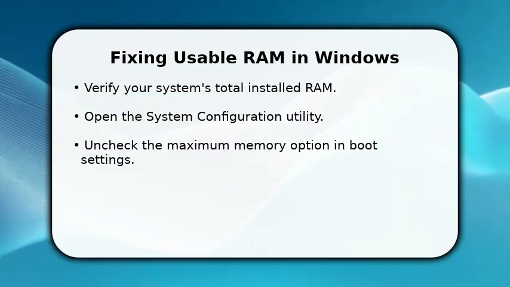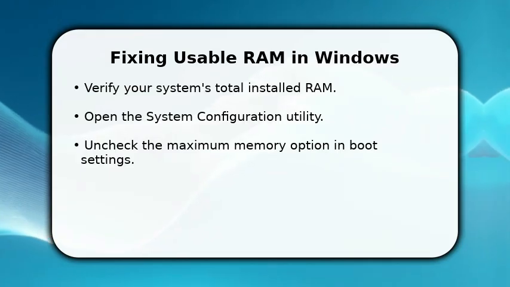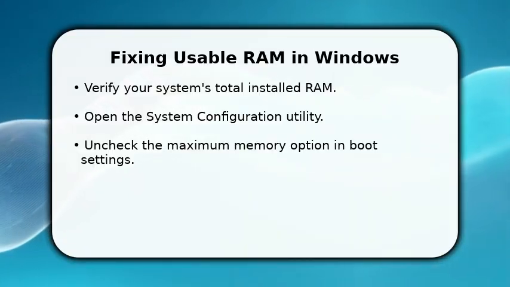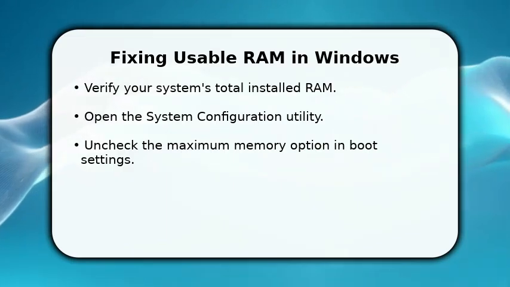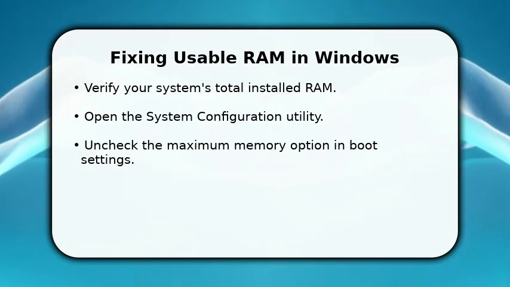In this video, I will explain how to fix usable RAM in Windows. First, let's confirm your system's installed memory. Then, open the System Configuration utility by typing msconfig into the Run dialog. Navigate to the Boot tab, select Advanced Options, and ensure the maximum memory box is unchecked. This simple step often resolves issues where not all RAM is recognized.